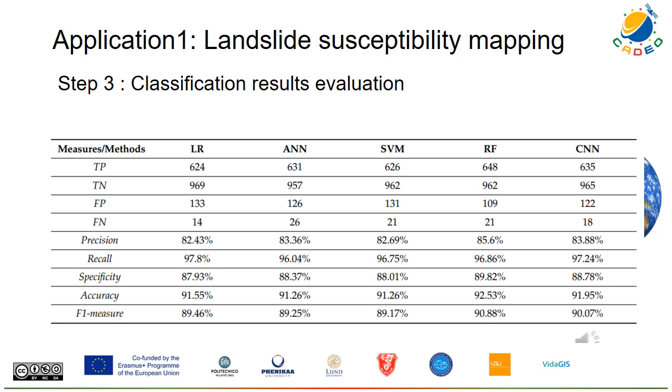The step 3 is to do classification results evaluation. As we mentioned in previous slides, it's important and necessary to calculate multiple evaluation metrics. Based on the different evaluation metrics, we can evaluate the performance of these models.